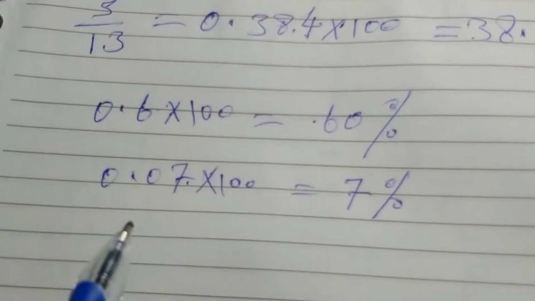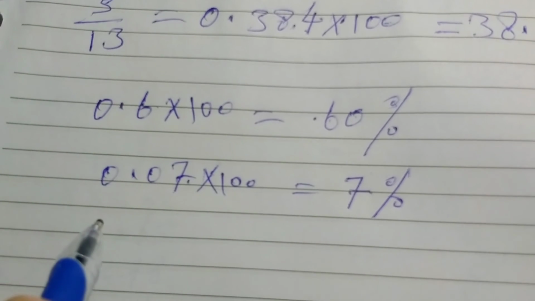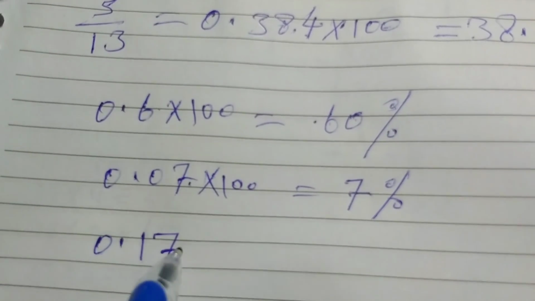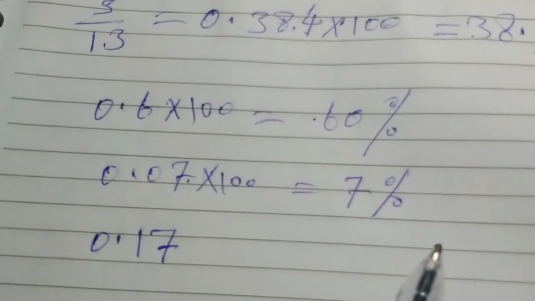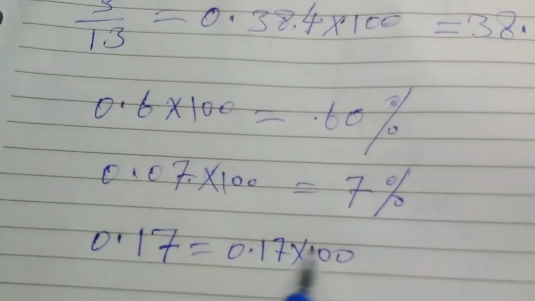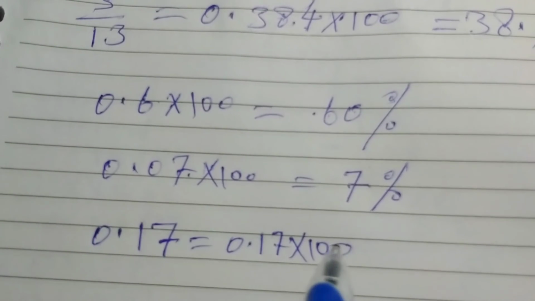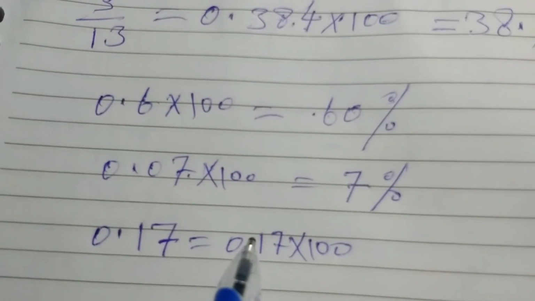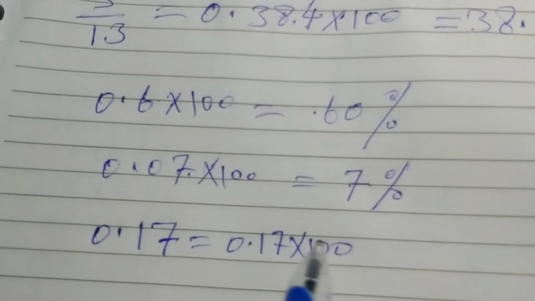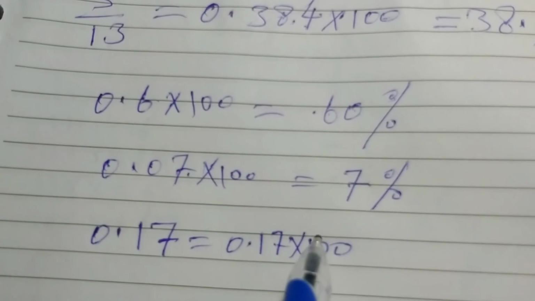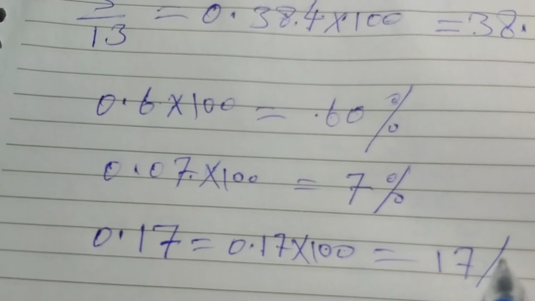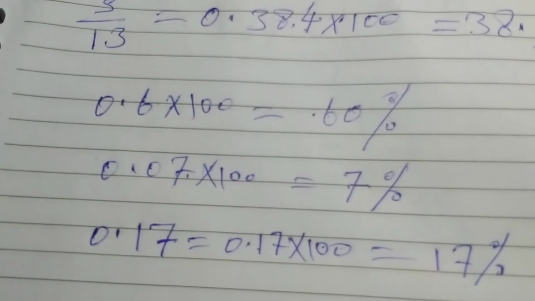Okay, so let's see one more. 0.17. Convert this into percentage. So 0.17 multiplied by 100. Why multiply by 100? Because we are converting this 0.17 into percentage. Because of this multiplication, the point will move two digits to the right side, 1 and 2. So it will be 17, that is, 17%. This is our answer.